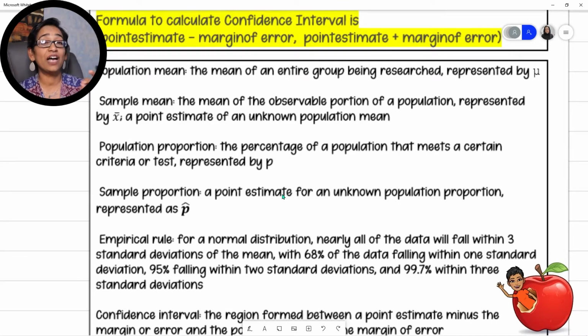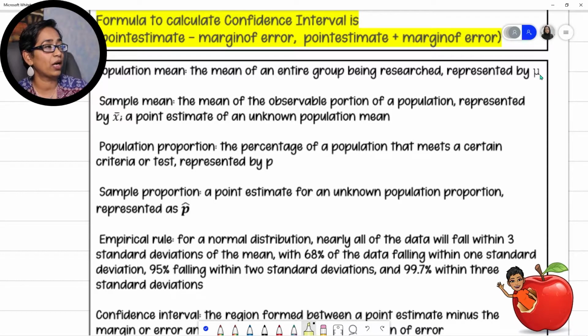Certain things that you have to know: population mean, the mean of the entire group being researched, is represented by mu. Sample mean is x bar. Sample mean is nothing but you take a sample, find the mean, that's x bar. And usually you are using your sample mean to approximate your population mean, which is usually unknown.